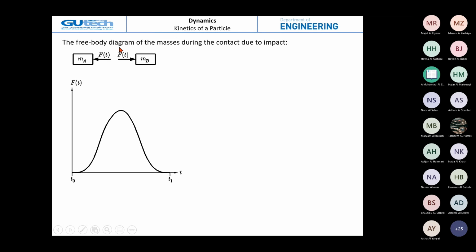Then if we take the free body diagram, that just means we cut between the two masses. Due to the impact, the only force is F at time t between the two masses, and it's very high. As you see, the maximum is reached somewhere here.